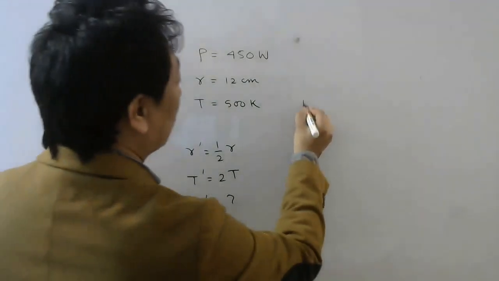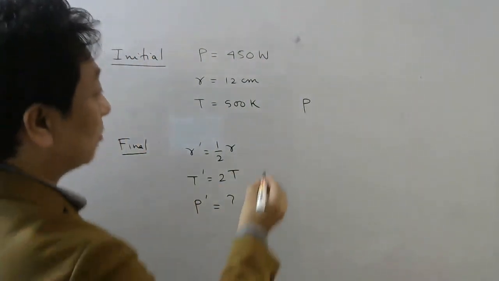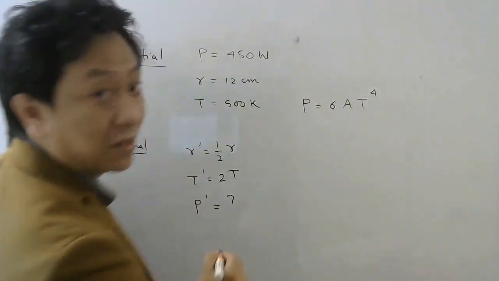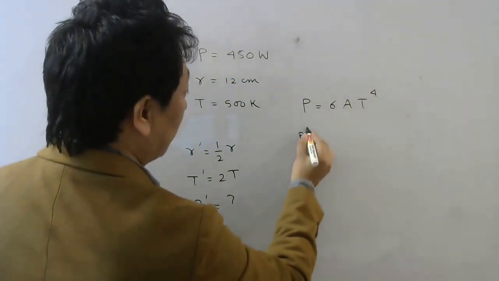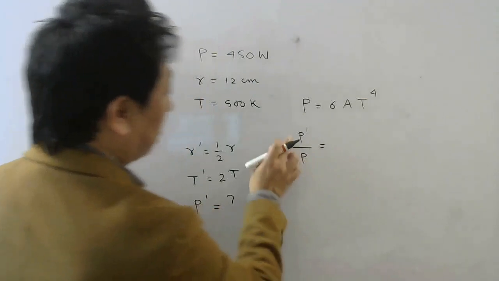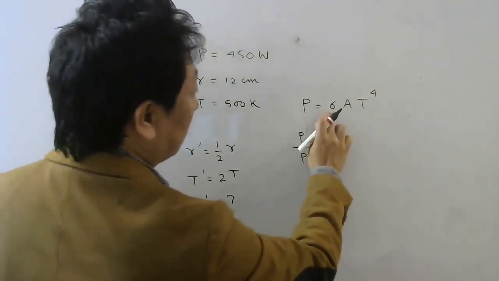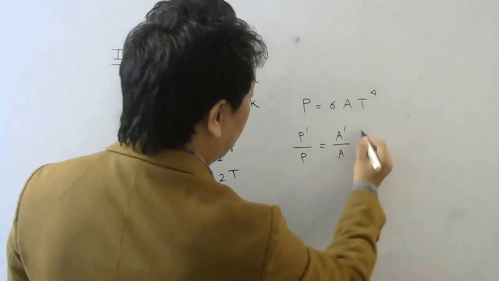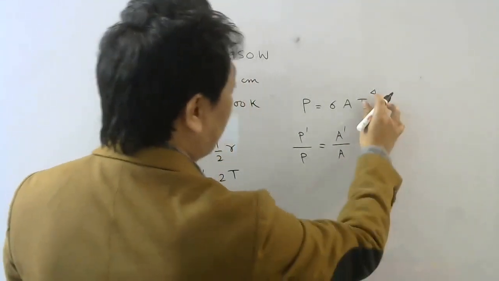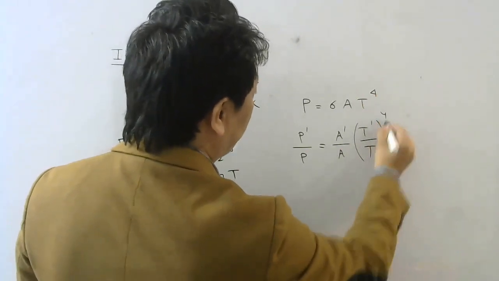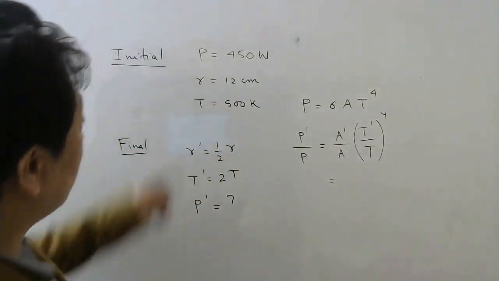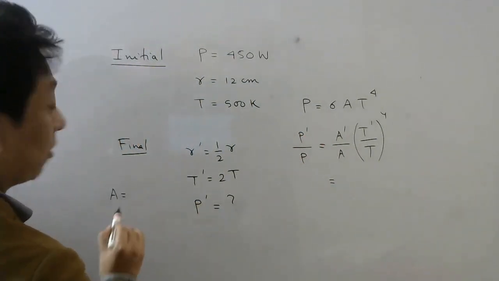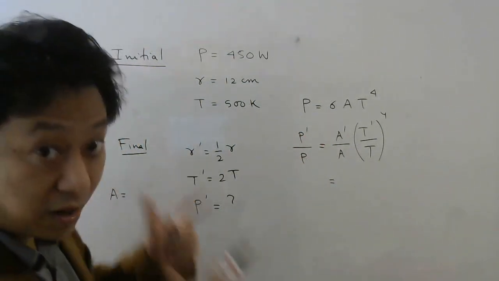So here obviously we are going to use Stefan's law. For a black body, how do you write? Sigma A T power 4, right? So for the new case divided by the old case, this is the final and this is the initial. Sigma is a constant, so in the ratio it will cancel. So A dash by A, T dash by T, but power 4 is there, so temperature to the power 4. Now, since they have mentioned radius and not area, we have to use the formula for the area of a sphere, because the body is spherical, they told.